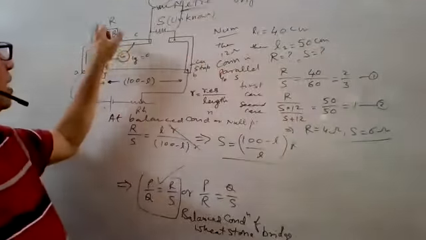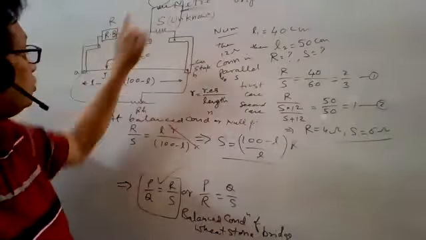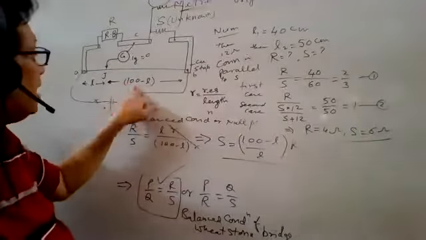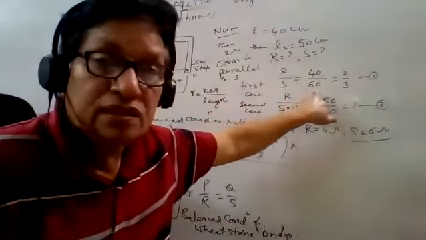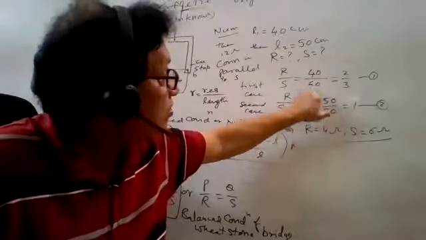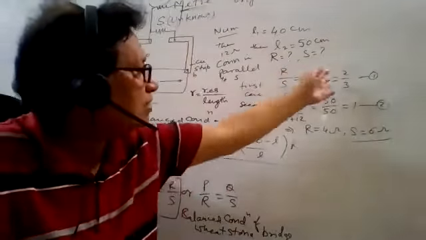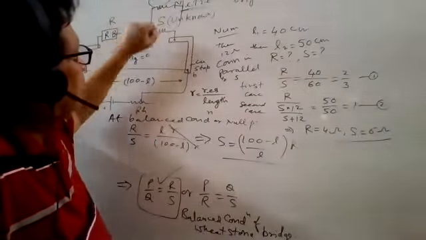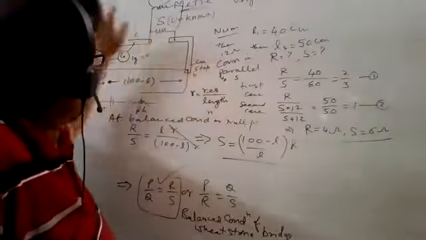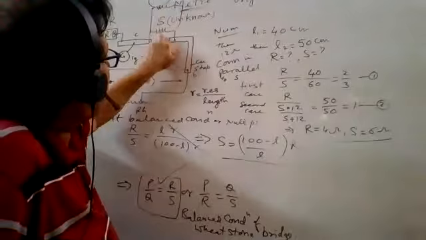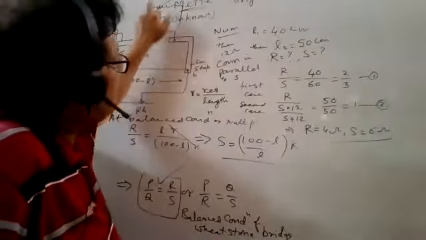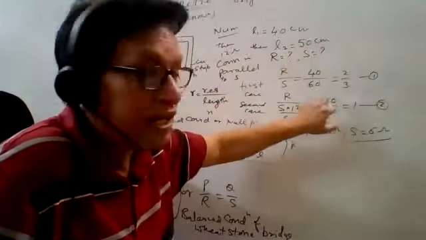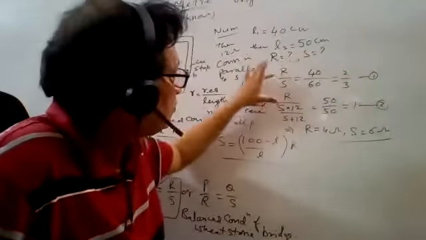What is R by S? This upon this should be equal to this upon this. R by S is equal to L upon 100 minus L. L is given 40, so 100 minus 40 means 60. Solving this gives 2 by 3, so R upon S is 2 by 3. Then in the second part, 12 ohm is connected in parallel. So for this parallel circuit, R1 R2 upon R1 plus R2, S into 12 upon S plus 12. Here you get 50, and 100 minus 50 is also 50, so 1.